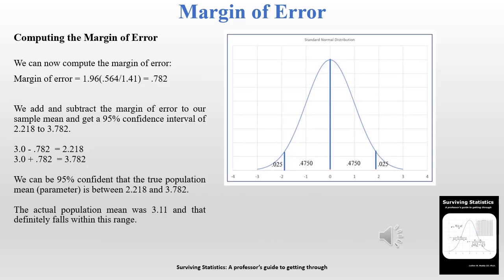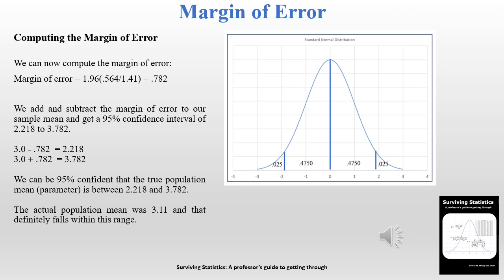Well, now that we've located the z-score associated with a 95% confidence level, we can compute the margin of error. So we take the z-score that we found, 1.96, we multiply that by the population standard deviation divided by the square root of n, and we end up with a margin of error of 0.782.